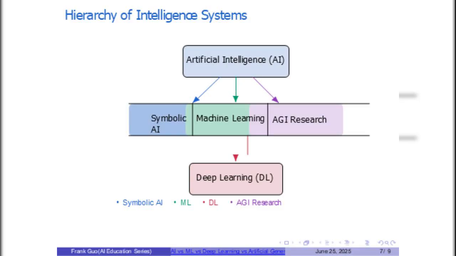Here's how it all connects. AI is the umbrella. It includes symbolic AI, the rule-based foundation; machine learning, pattern finding from data; and AGI, the future goal. Deep learning is a subfield of ML. It's the most powerful and flexible form. Think of AI as a tree. Symbolic AI is one branch, ML is another, and DL is a branch of ML. In practice, many systems combine them. A self-driving car uses rules for traffic laws, ML to predict pedestrian behavior, and DL to process camera footage.